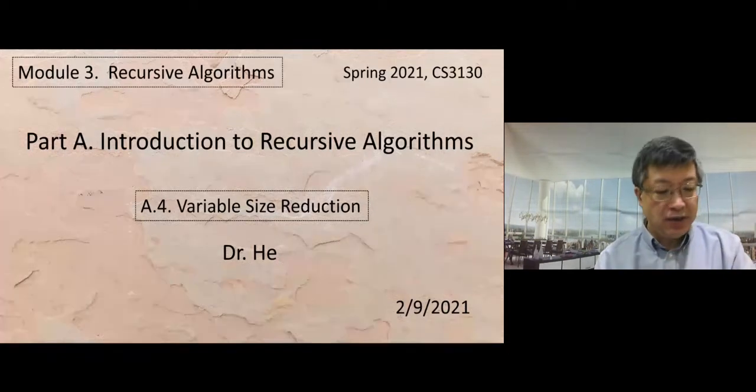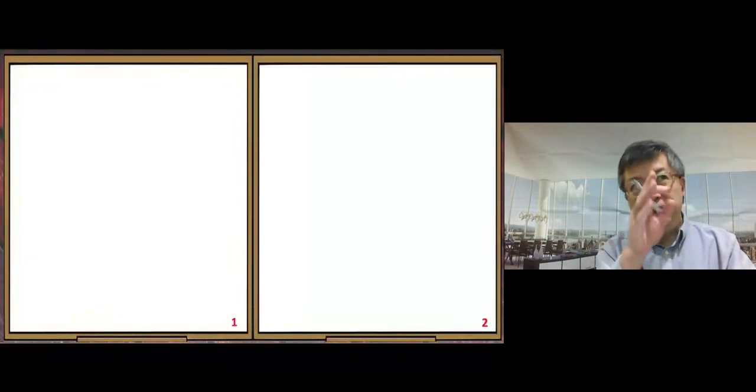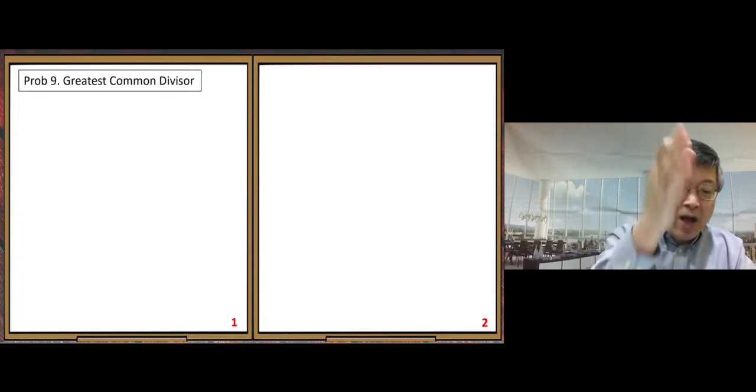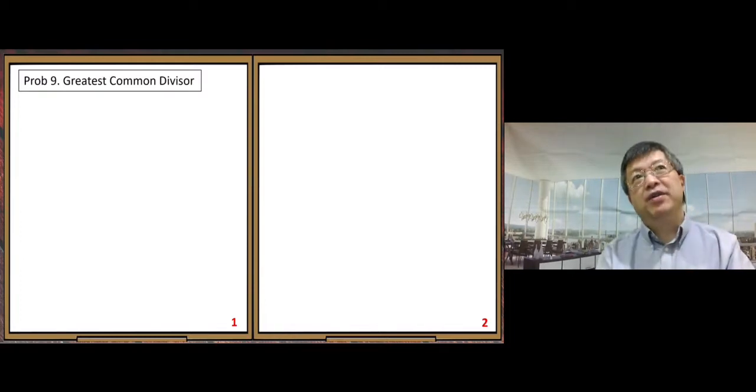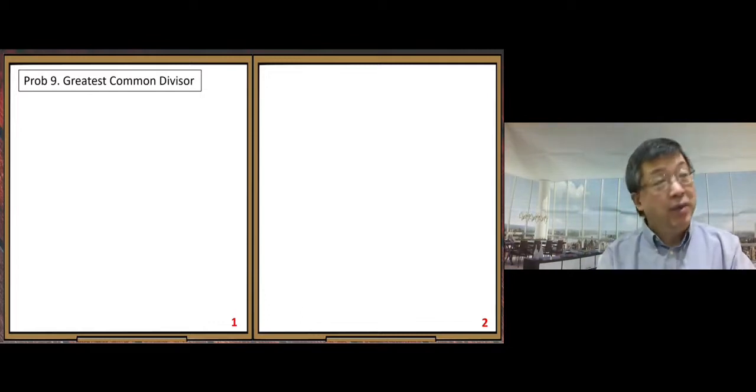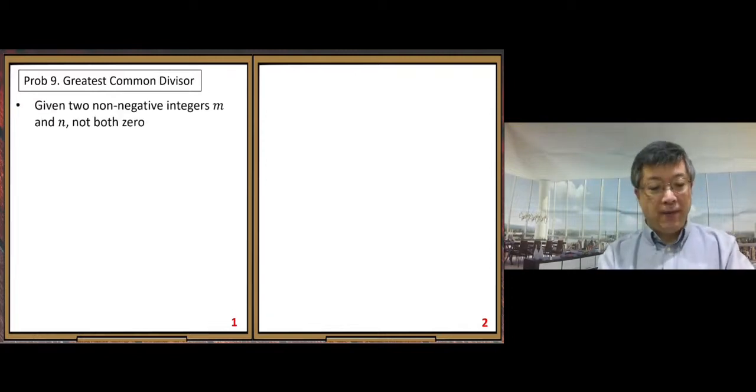So let's look at the problem first. I think you're familiar with this problem. Greatest common divisor. Find the greatest common divisor. And probably you know the solution. But here we need to do a lot of analysis.